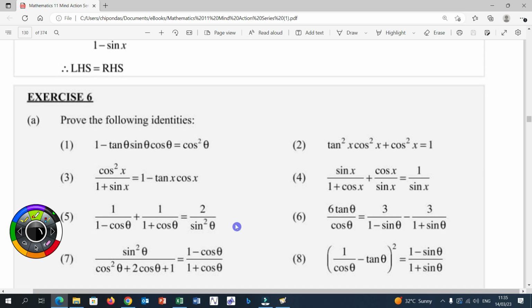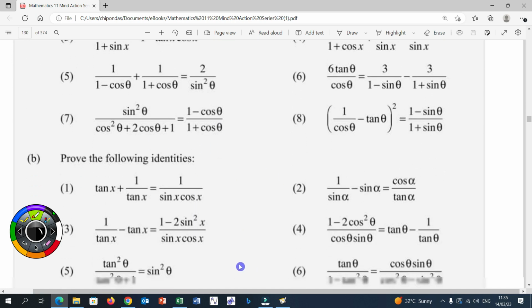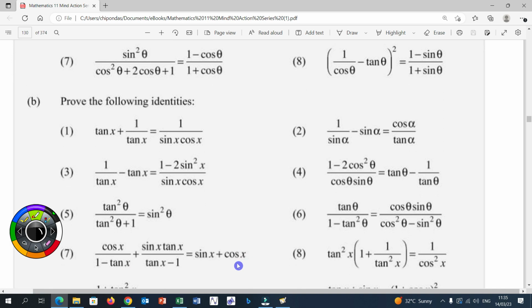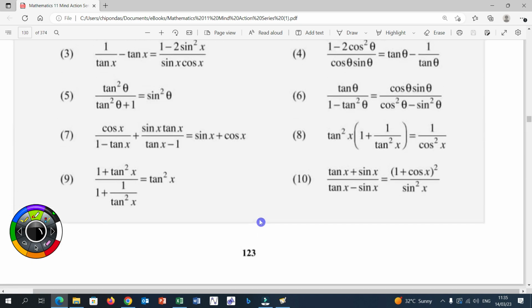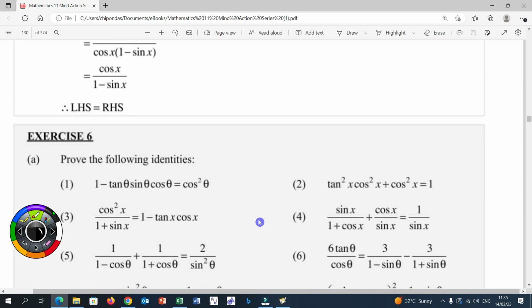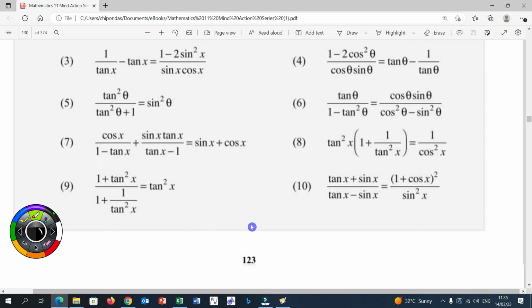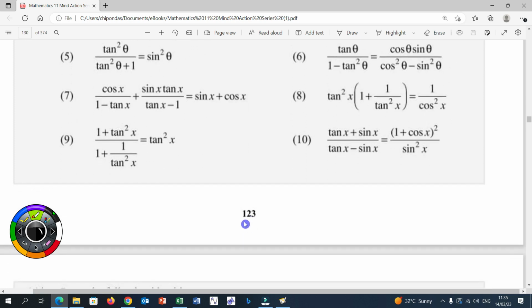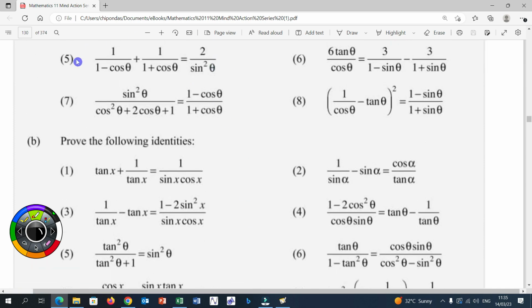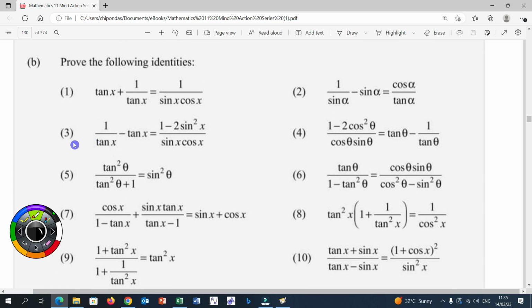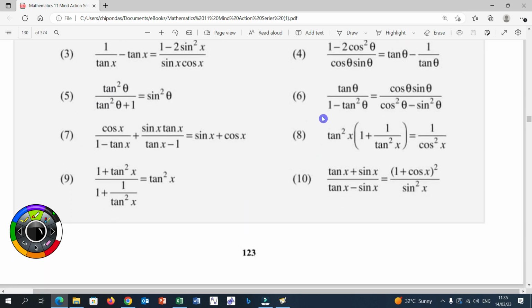First, simplify the right-hand side for question 5 to get the left-hand side. Okay, completely. You work with the right-hand side until you get it. Page 123. All right, I'm going to repeat what I said. You simplify the right-hand side for number 5 to get the left-hand side. Then you do B3 and then you do B8.